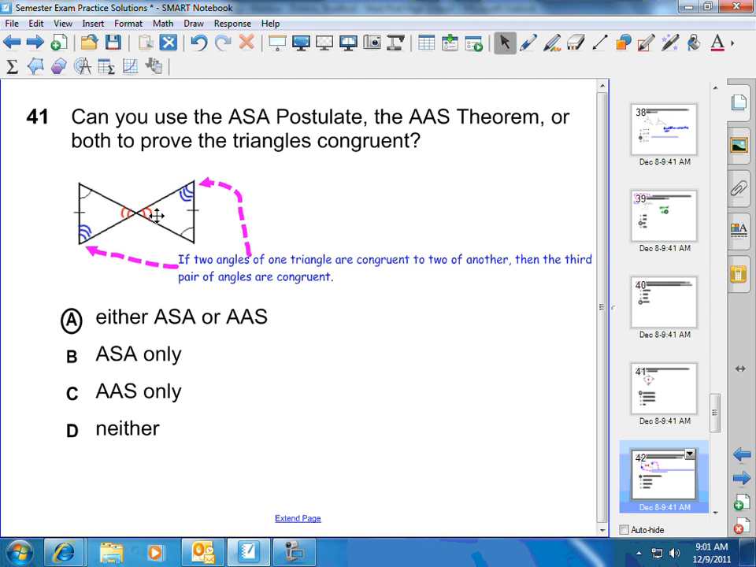But remember, if two angles in one triangle are congruent to two angles in another triangle, then that third pair of angles must also be congruent. So knowing that, it allows me also to use angle, side, angle, angle, side, angle to show that these two triangles are congruent. So we can use both angle, side, angle, and angle, angle, side.